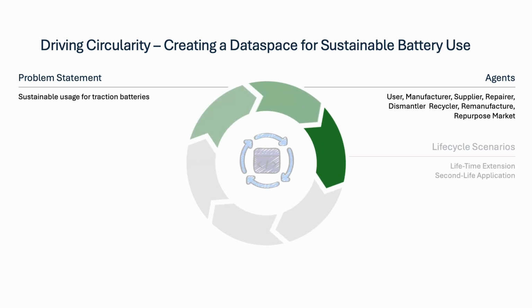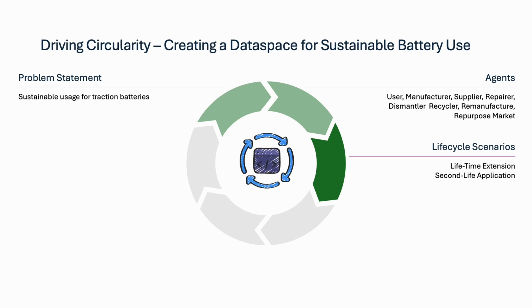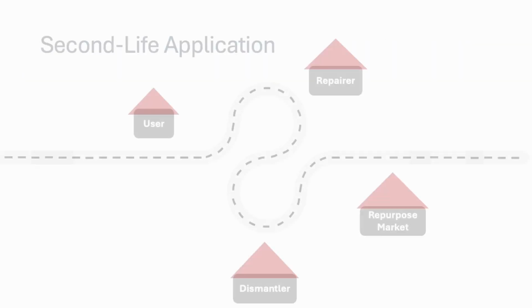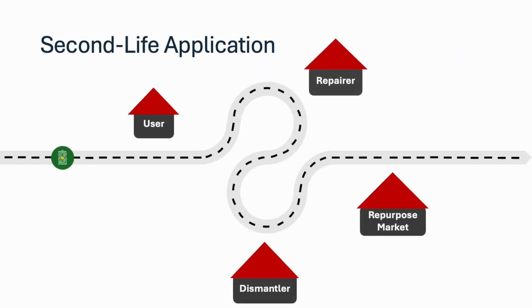To demonstrate a closed battery loop, we modeled two example scenarios: lifetime extension and second life application. Let's now take a closer look at the second life scenario. The journey begins with the user. When an issue arises, the vehicle is brought to a repair shop. The repairer reads and updates battery data in the data space. These changes are also visible for the user.